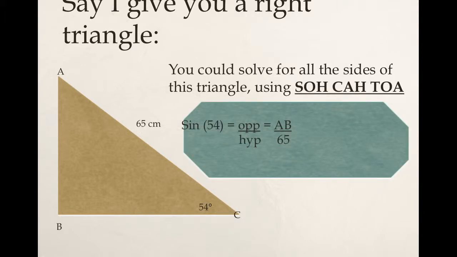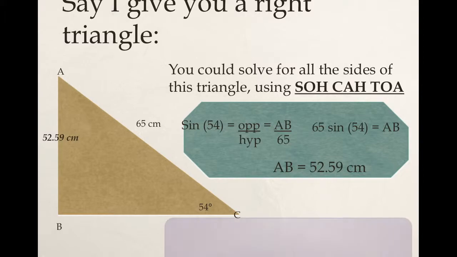So we'll do it. I have sine of 54 is opposite over hypotenuse. The opposite side of this 54 is AB, and we know that the hypotenuse is 65, so we would just cross multiply. We get 65 times sine of 54, which is equal to our AB, and we get that AB is equal to 52.59 centimeters. Perfect. We have one side. We are missing the last side, BC.